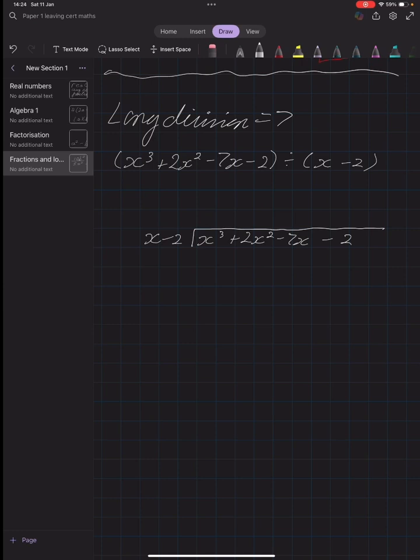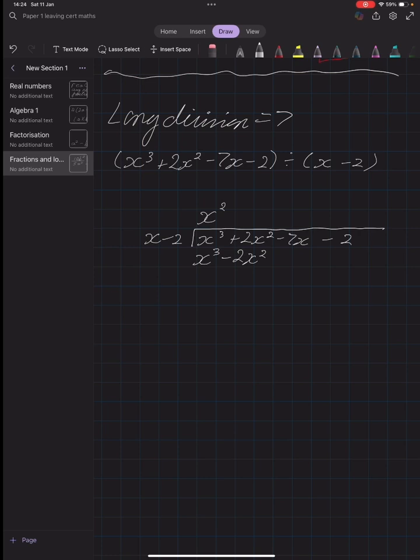Okay, now, the first step you do this number divided by this number, and you write it up here. Okay? That's what you're going to do. So x cubed divided by x is x squared. Now, what I'm going to do is I'm going to do this number multiplied by this, and I'm going to write it down here. Okay? So that's what's going to happen. So you do x squared multiplied by x is x cubed. X squared multiplied by minus 2 is minus 2x squared.